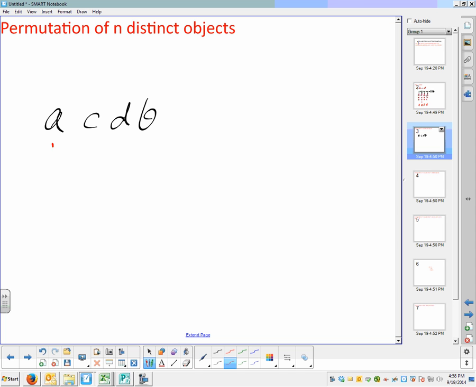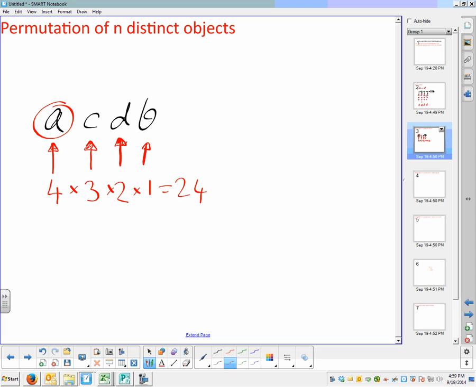Well, it's similar to what we had before, because there's still 4 possibilities for the first letter. But for the second letter, there's only 3, because you've used one of them here. By the time you get to the third letter, there's only 2 possibilities. And by the time you get to the last letter, just 1. So in this case with 4 objects, it's 4 times 3 times 2 times 1, which is 24.